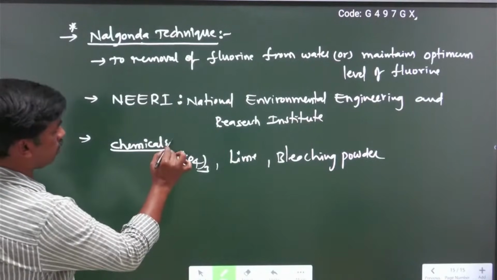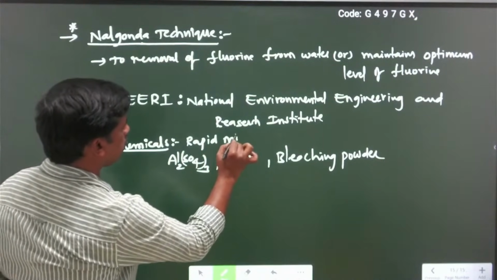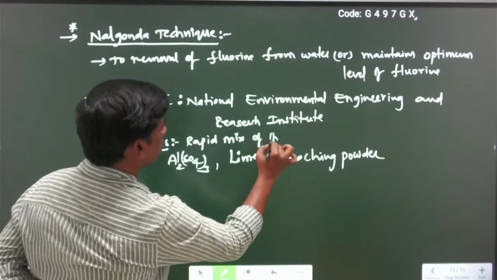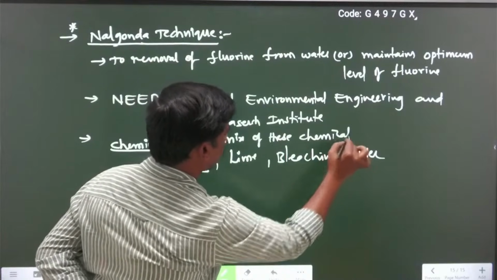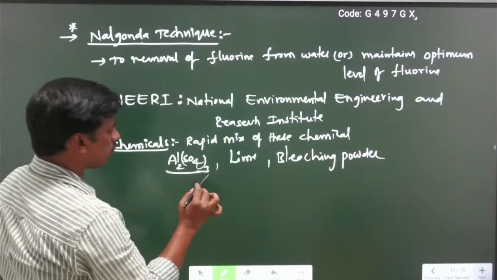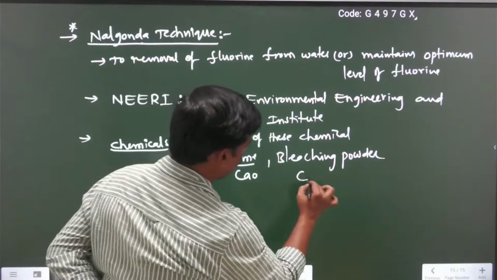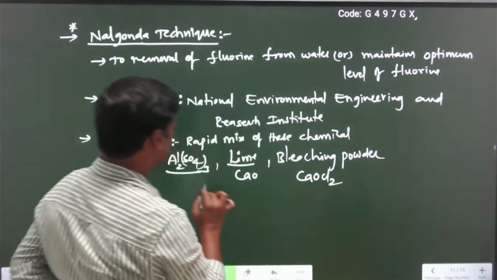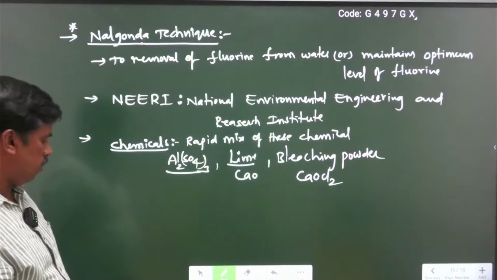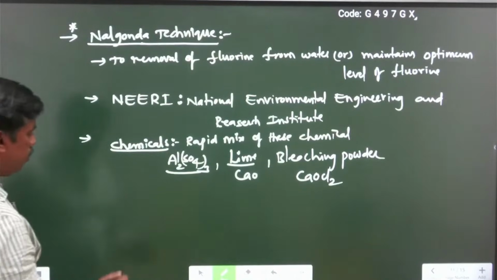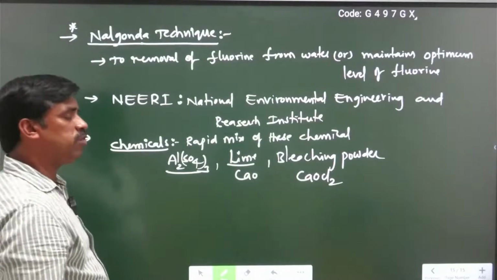Here, these chemicals: what are they? Aluminium salts, lime (CaO), and bleaching powder (CaOCl2). These three chemicals are going to rapid mix. What's happening here whenever rapid mixing takes place is that the dissolved salts slowly go through precipitation.